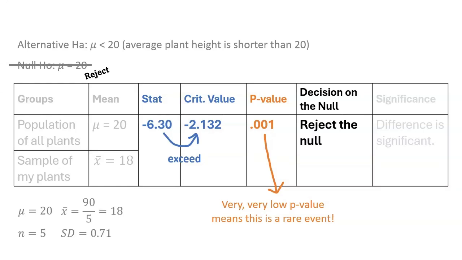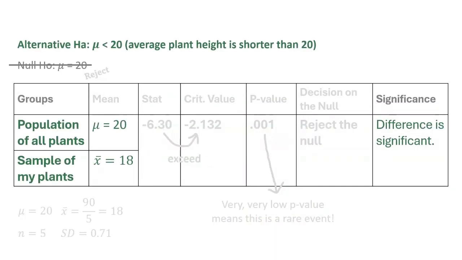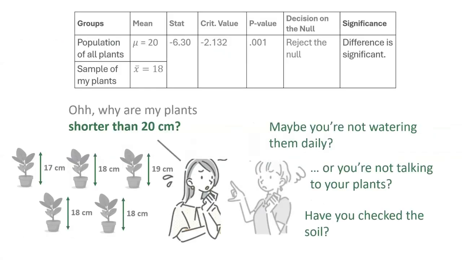The table now shows that negative 6.30 exceeds negative 2.132. Also, the p-value of 0.001 is very, very low, which tells that this phenomenon is a rare event, assuming the null hypothesis is true. Hence, the evidence tells us to reject the null hypothesis and claim that the difference is significant. What does this mean? That the sample of plant heights of 18 cm is significantly shorter than the standard plant height of 20 cm.